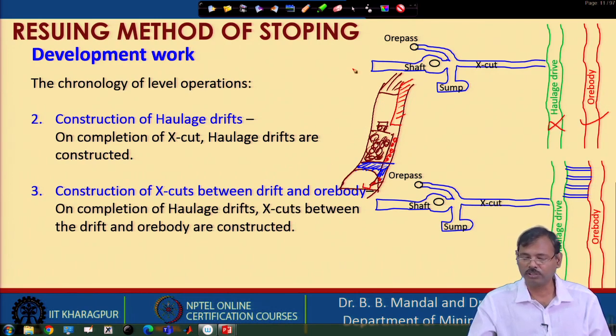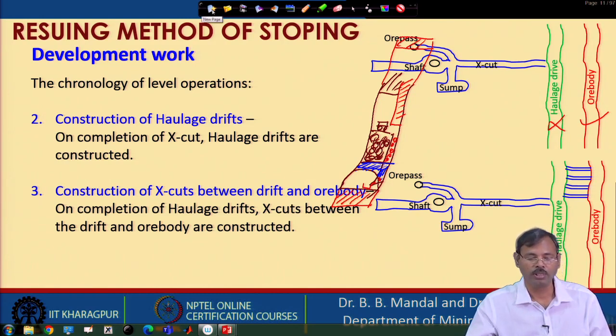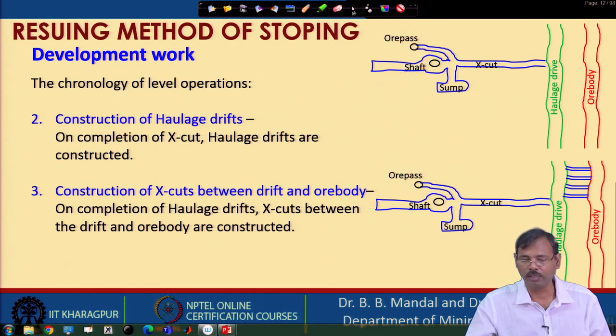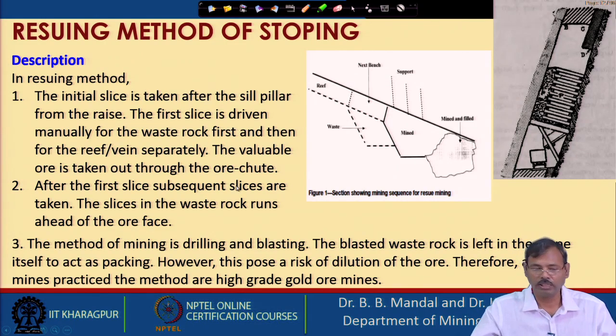Similarly, on the upper level side, we keep a crown pillar. This crown pillar which is kept here will act as the support for the haulage drive. So, this is the method which is adopted in the resuing method, and these are the raises and winzes used to enter into the stope. So, this is the description of the method.